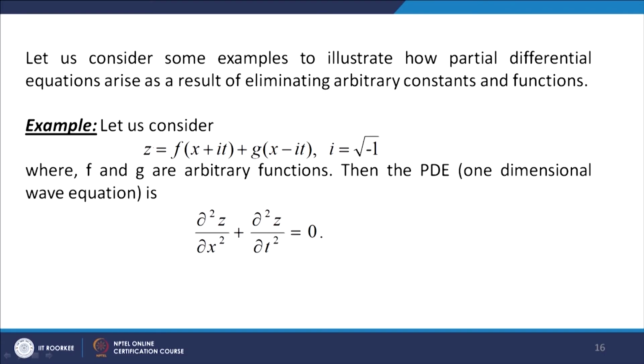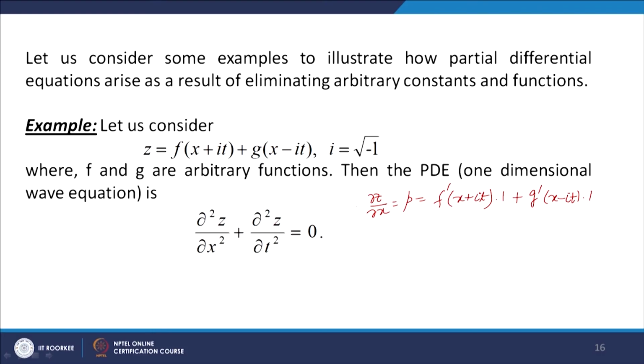So, let us differentiate it partially with respect to x. So, p will be equal to f dash (x plus it). We can take x plus it as u. So, f dash u into partial derivative of u with respect to x, which is 1, plus g dash (x minus it), x minus it we can write as v, into partial derivative of v with respect to x. So, we have 1, and this is the derivative of z with respect to x.